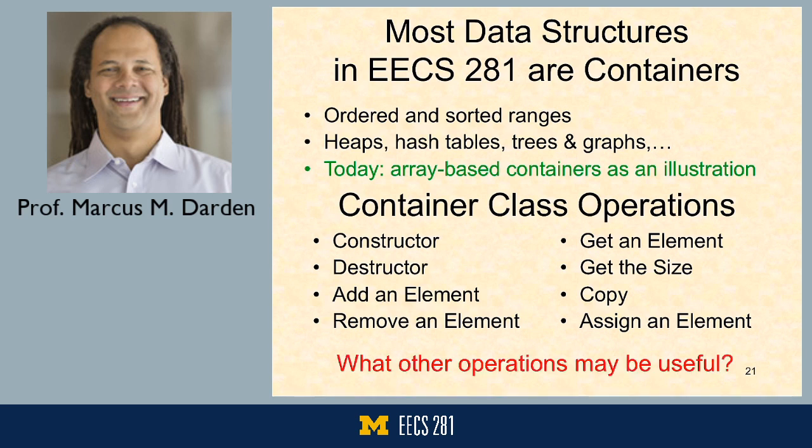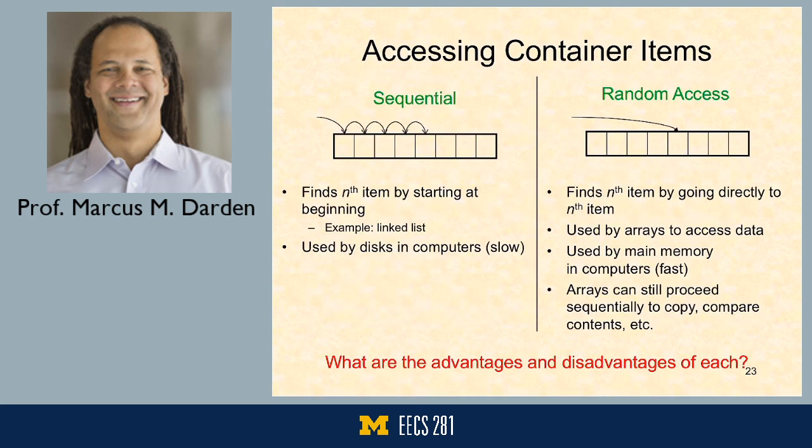So that's the question here. What other operations may be useful? And that kind of depends on the container. When we access container items, there's a couple of different ways we can do that. We can do that sequentially. You can see that here with this chain of arrows. We bring in, we bounce, bounce, bounce, right? In that case, when I'm doing sequential access, I need to find the nth item by starting at the beginning and then moving my way through. And that's kind of how linked lists work.